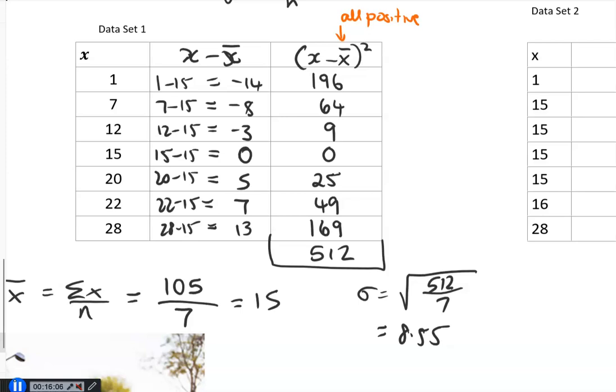Okay. Do we see 8.55? Yeah. Right, so that's the process. That's how we do standard deviation with the table.